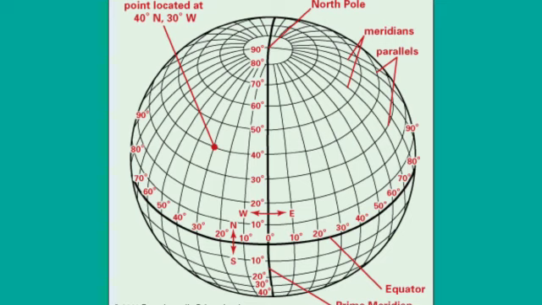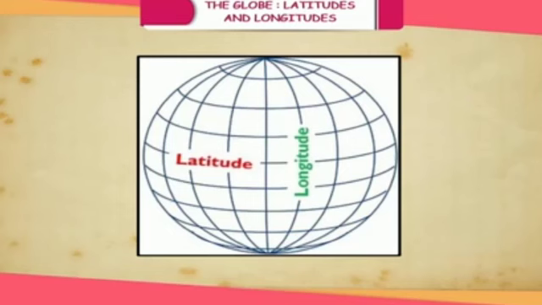Grid means the horizontal and the vertical lines of parallels of latitude and meridians of longitude. It helps us to find out any place on earth. Next topic is longitude and time.